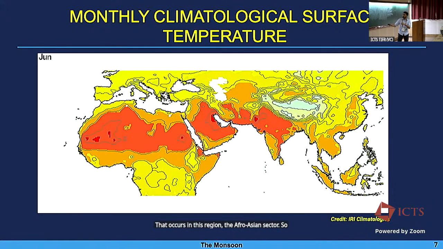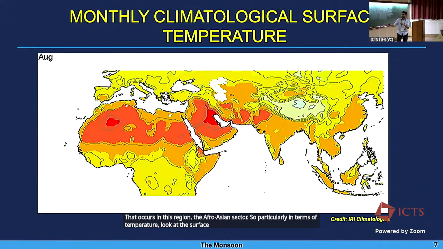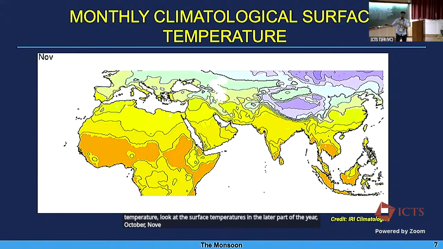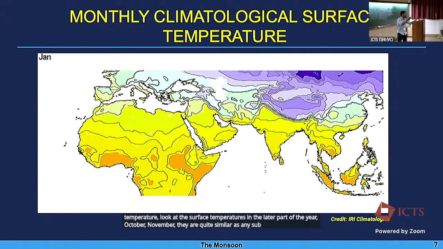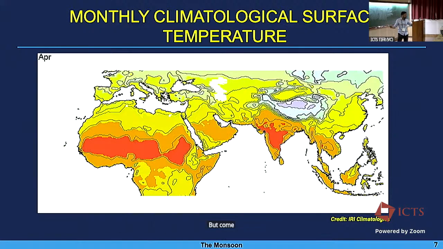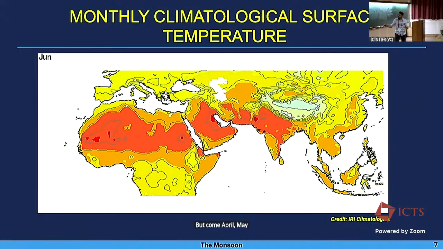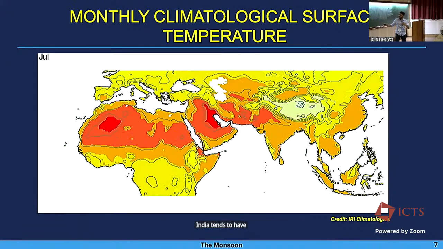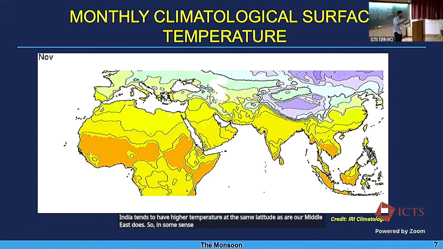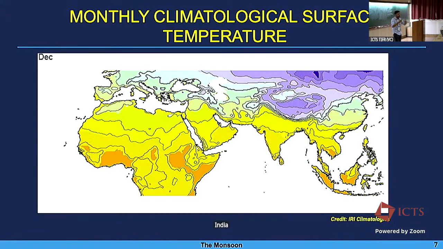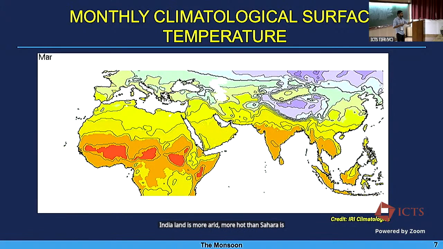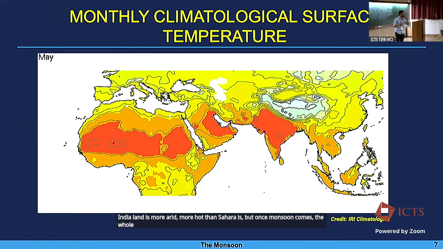Particularly in terms of temperature, look at the surface temperatures in the later part of the year, October, November. They are quite similar to how any subtropical system at any subtropical latitude would behave. But come April, May, India tends to have higher temperature than the Sahara or Middle East at the same latitude. So in some sense, India is more arid and hotter than the Sahara. But once the monsoon comes, the whole equation changes.